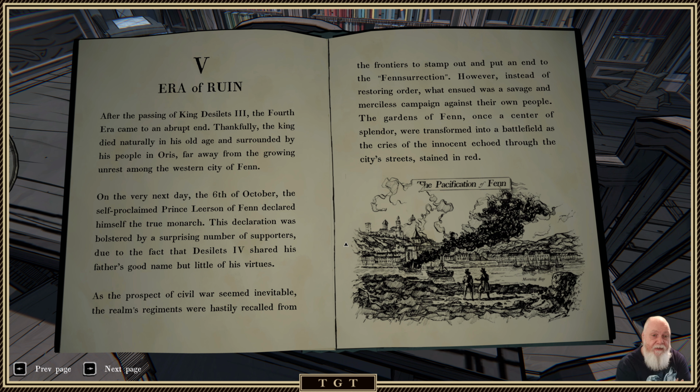Era 5, Era of Rune. After the passing of King Desolates III, the fourth era came to an abrupt end. Thankfully, the king died naturally in his old age and surrounded by his people in Orus, far away from the growing unrest among the western city of Fen. On the very next day, the 6th of October, the self-proclaimed Prince Learson of Fen declared himself the true monarch. This declaration was bolstered by a surprising number of supporters, due to the fact that Desolates IV shared his father's good name but little of his virtues.